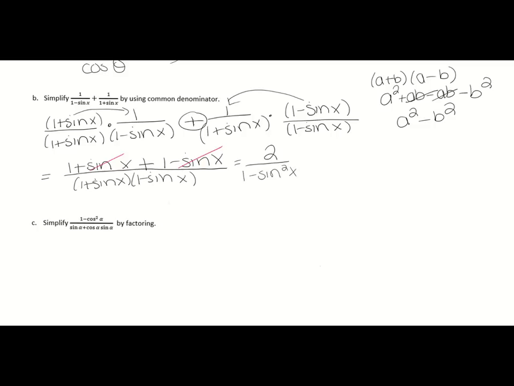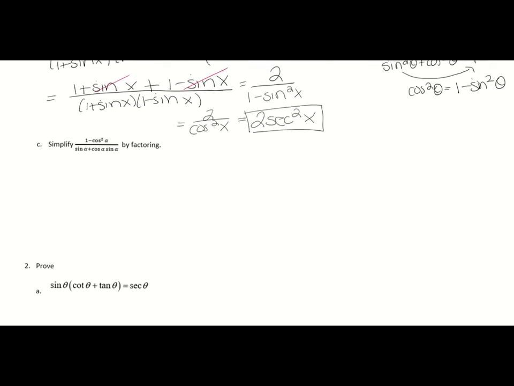Now we can simplify this further because we have an identity that says sine squared theta plus cosine squared theta is equal to 1. If I bring this to this side, I get cosine squared theta is equal to 1 minus sine squared theta. So I can change 1 minus sine squared x to cosine squared x. So this is equal to 2 over cosine squared x. But instead of having cosine squared in the denominator, I can put it in the top by changing it to secant instead. And here you cannot simplify anymore.